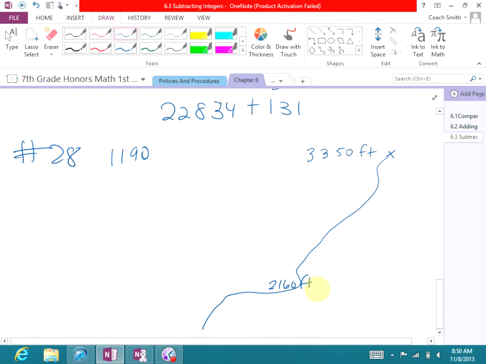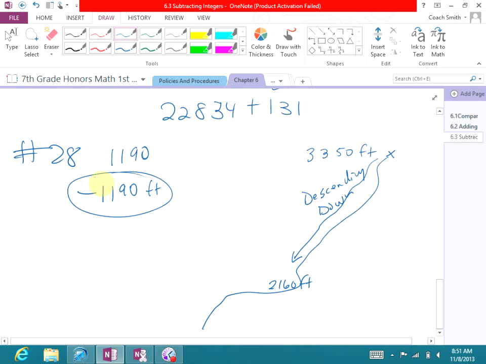The only way you can get lower in elevation is to go down. So going down, descending, would mean that this is a negative 1,190 feet. Because they're going down. Now, if they would have started at 2,160 feet and then went to 3,350, then it would be a positive 1,190.